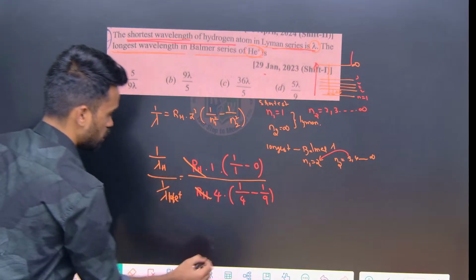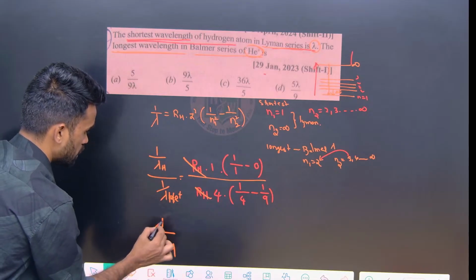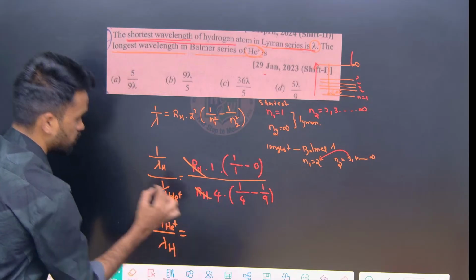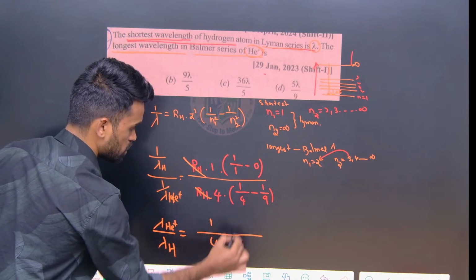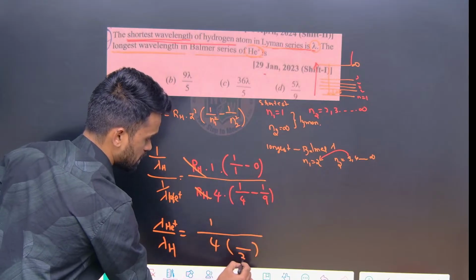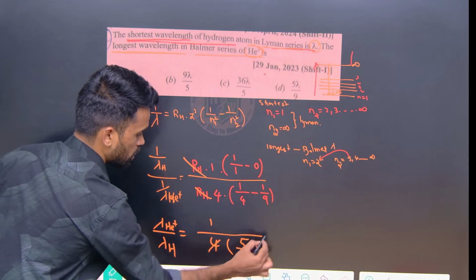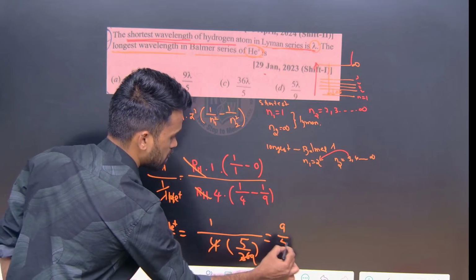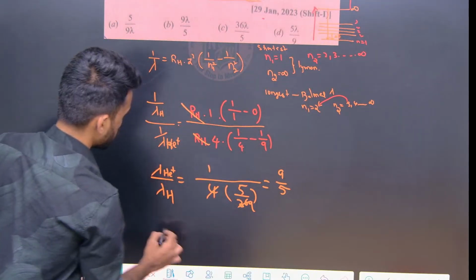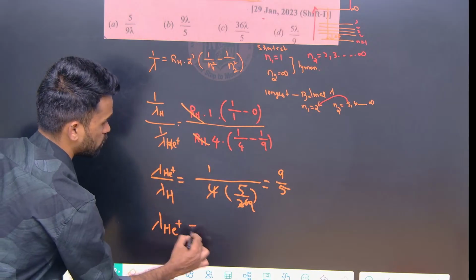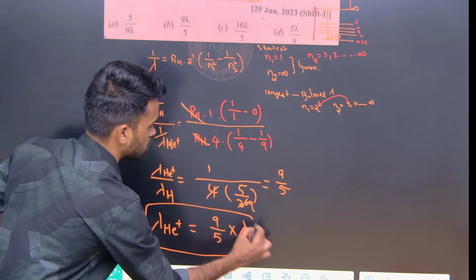Then next, what I am writing: 1 by lambda of hydrogen by lambda of helium ion, the wavelength of the helium ion. So we got 1 by 4 into this one, how much? The LCM is 36, and 9 minus 4 is 5, so this will be 9 times, that is 9 by 5. So finally, they are asking for lambda of helium ion, which you can write as 9 by 5 times lambda of hydrogen. That's it. This is your answer for this question.